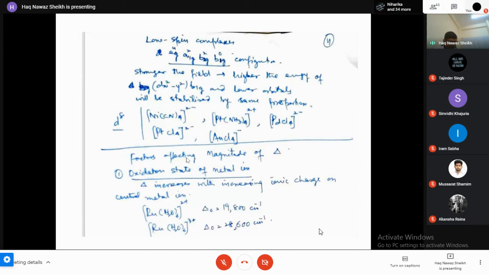So that is all about the square planar geometry and its splitting. Now, what are the factors which affect the magnitude of the delta? Number one factor is oxidation state of the metal ion.